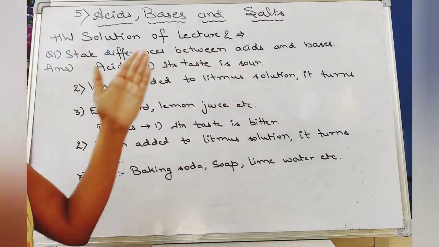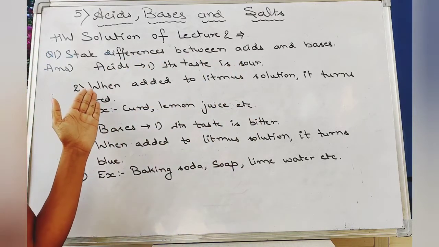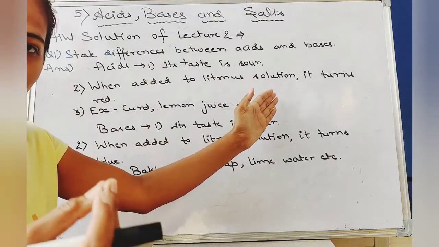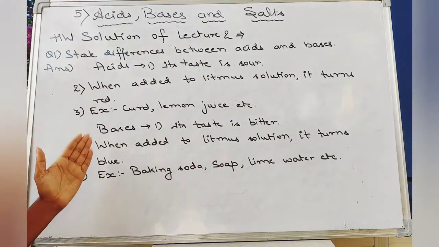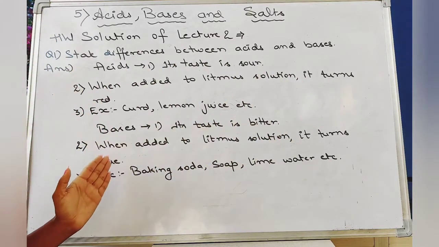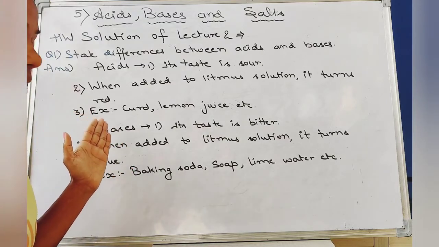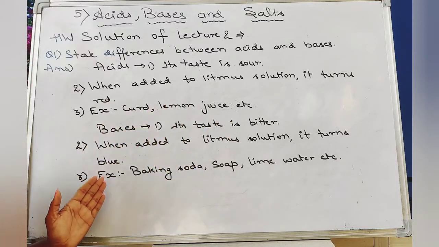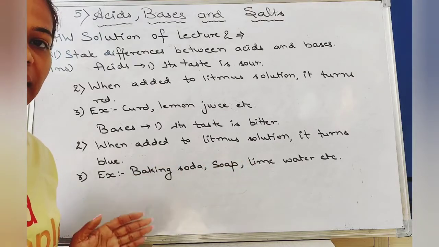Acids are sour in taste whereas bases are bitter in taste. When acids are added to the litmus solution, which is light pink, purple in color, it turns red, whereas a base turns it blue. Some examples given for acids: curd, lemon juice, etc. Whereas for bases we have baking soda, soap, lime water, etc.